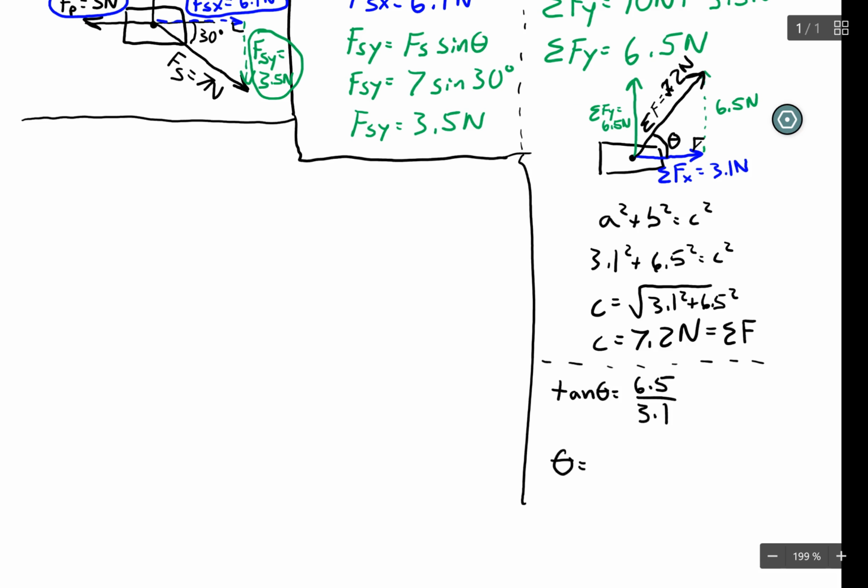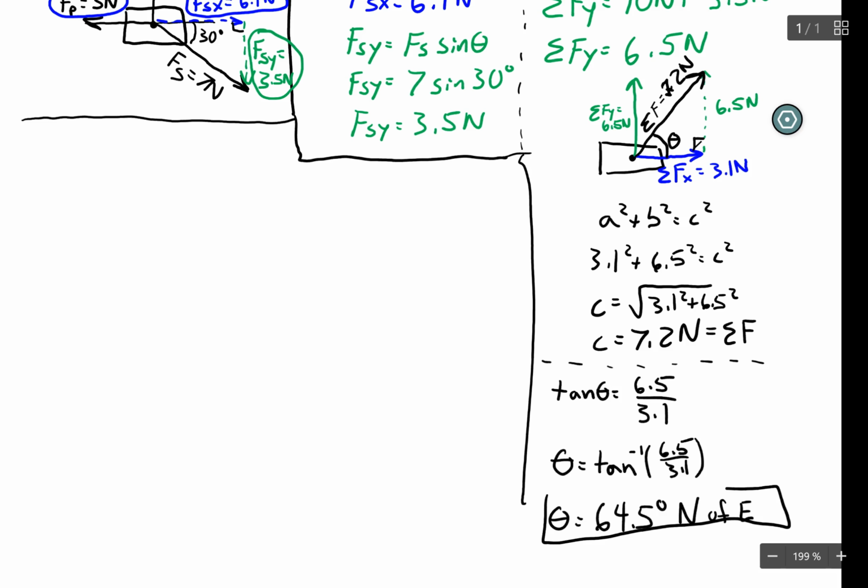So the angle is equal to the inverse tangent of 6.5 over 3.1, and the angle is going to be 64.5 degrees. Now I would call that Fx is in the eastern direction. This angle is going above the eastern direction, so I would say 64.5 degrees north of east. So here's the angle, and here is the net force.